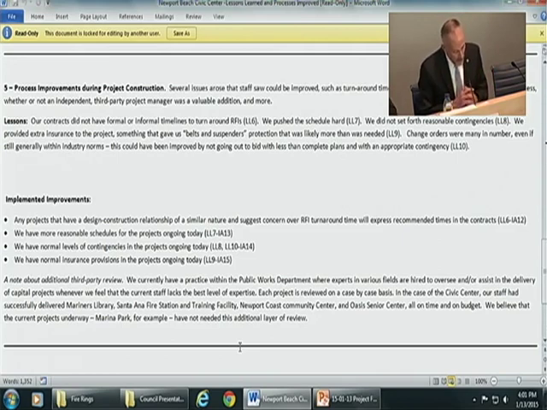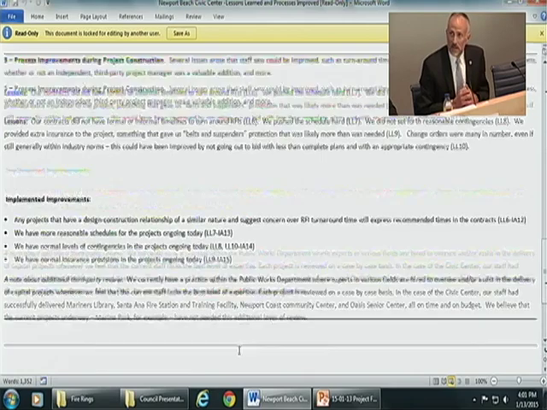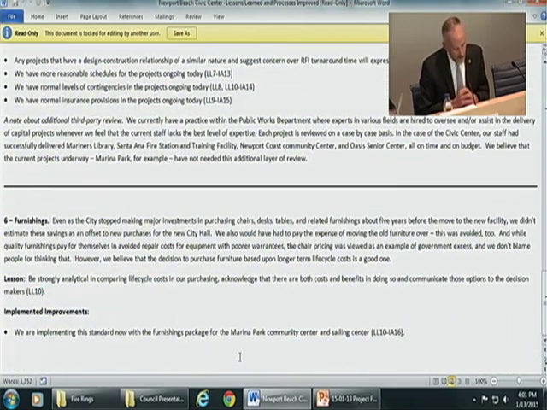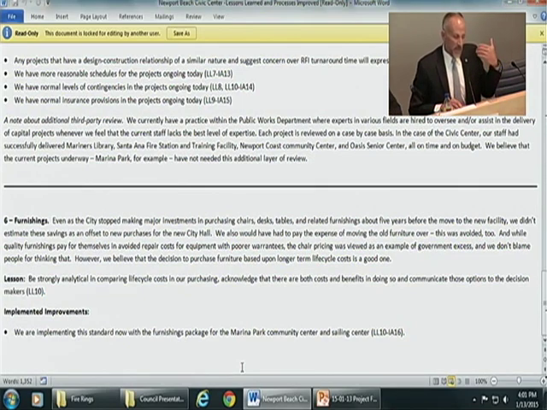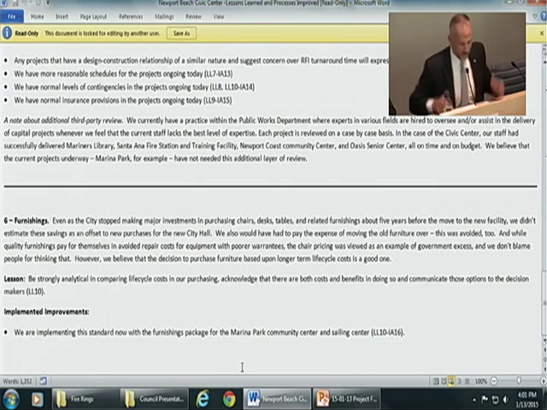I'm almost done. Finally, number 6, furnishings, lessons learned. Before we moved, we stopped making almost all investment in furniture. The chair I was sitting in was 18 years old. It was Kevin Murphy's, actually, and that's fine, no big deal. But what we said was, let's stop buying furniture because we're going to move, and when we do move, let's buy something that's going to hold up.